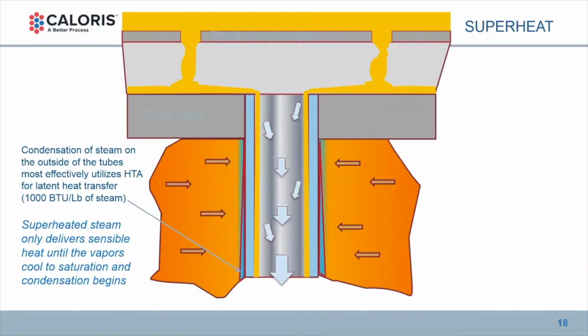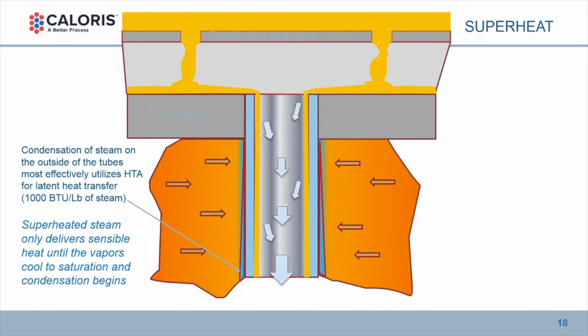And I know I'm running a little longer than 30 minutes here, so I'll try and step it up a little bit. Superheat. So you've got a steam source that you're using for heating your heat exchanger tubes. If that steam vapor source is superheated, when that vapor contacts the outside of the tube, the only thing you're transferring is sensible heat until the vapor temperature cools to saturation, where it can begin to condense, and you get that release of latent heat, 1,000 BTUs of energy released for each pound of steam condensed.